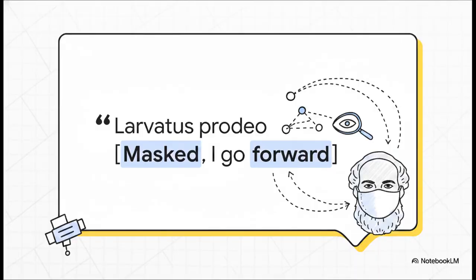"Masked, I go forward." That is a quote from the philosopher René Descartes. Now, he probably wasn't thinking about neural networks when he wrote that, but it is literally the perfect philosophy for how some of today's most powerful text analysis AI models actually work.